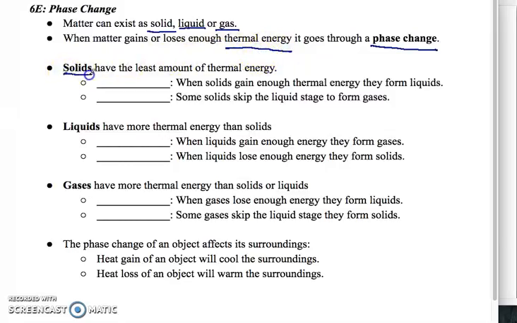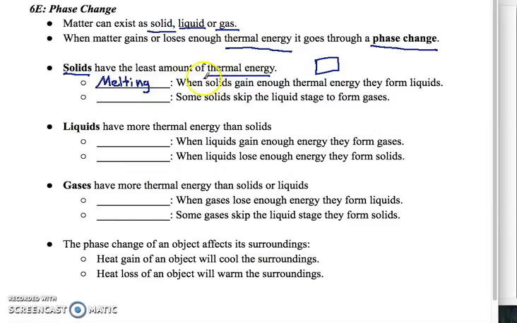So for solids, they're going to have the least amount of thermal energy. They have a pretty definitive shape, solid. When solids gain enough thermal energy, they're going to form liquids. So you're all familiar with this. This is called melting. So again, when they gain enough thermal energy, they're going to form liquids.